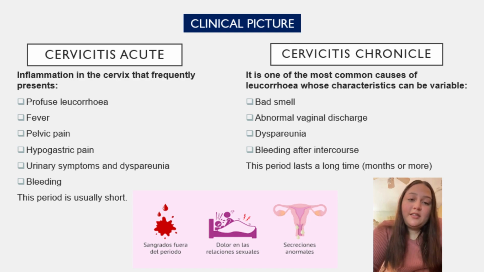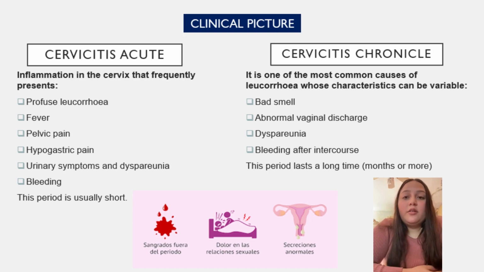Next is the clinical picture. Acute cervicitis: inflammation in the cervix that frequently presents profuse leukorrhea, fever, pelvic pain, hypogastric pain, urinary symptoms, dyspareunia, and bleeding. This period is usually short.